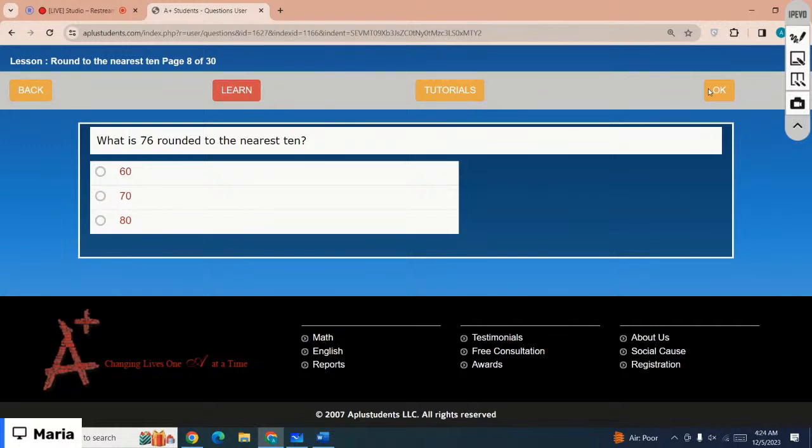It is rounded off to 80. The correct option is 80. 7 is the digit that is at the tens position, and right next to 7 that is 6. And 6 is greater than 5, isn't it? So it would be rounded to the next 10, right? The next 10 is 80. So 76 is rounded off to 80. Got it? The correct option is 80.